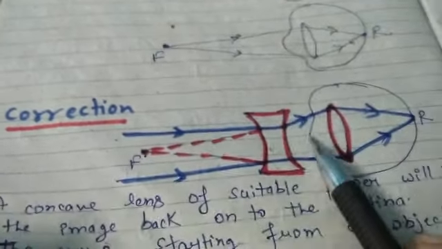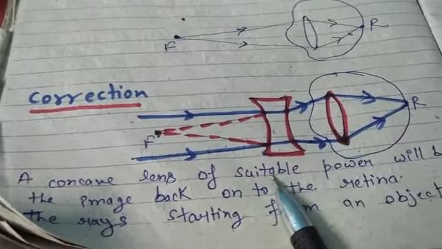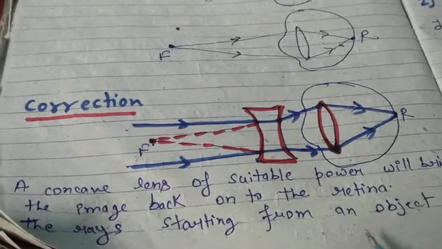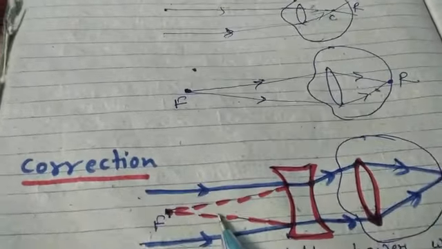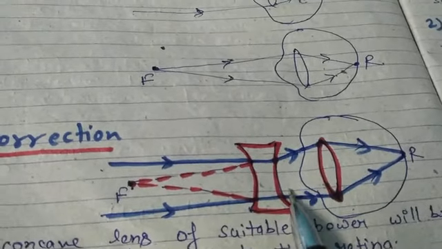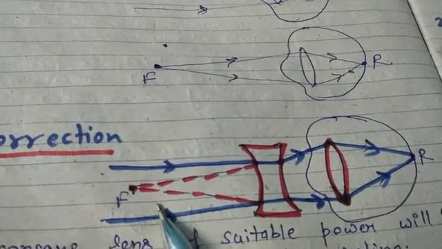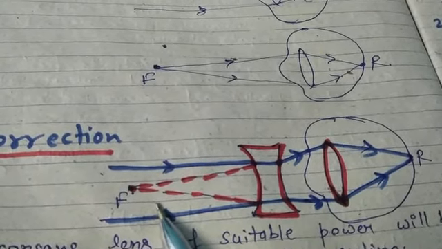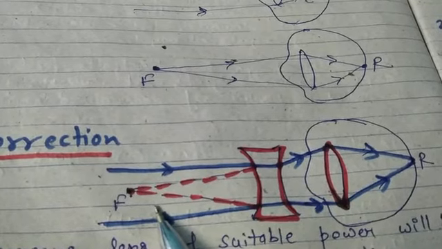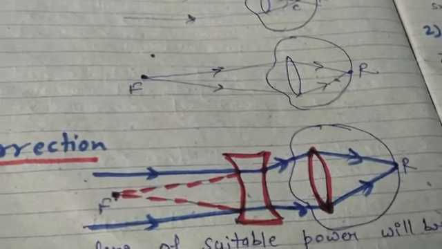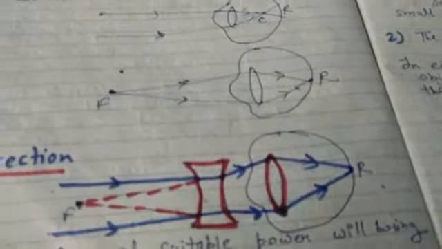How can we correct this defect? For the correction we have to use a concave lens. A concave lens of suitable power will bring the image back on the retina. The rays starting from the object at infinity, after refraction through this lens, may appear to come from the far point F of the eye, and these rays after refraction would be focused at the retina, where a sharp image of the object would be formed. So for myopia we have to use a concave lens.